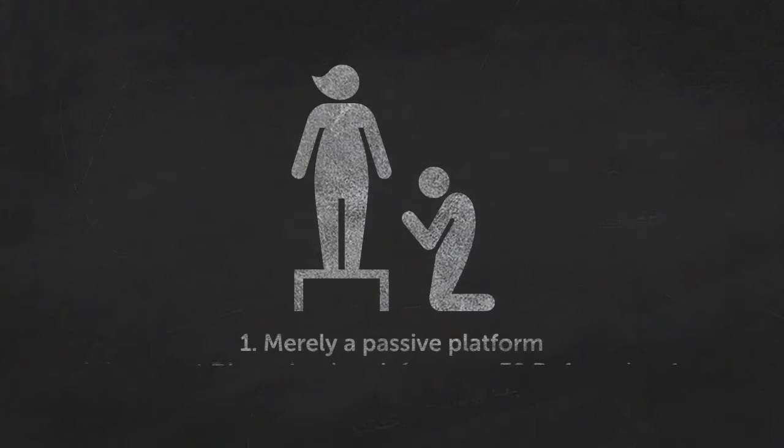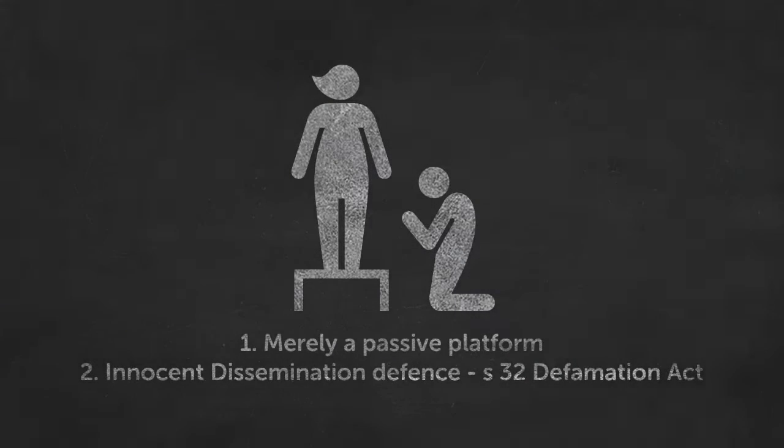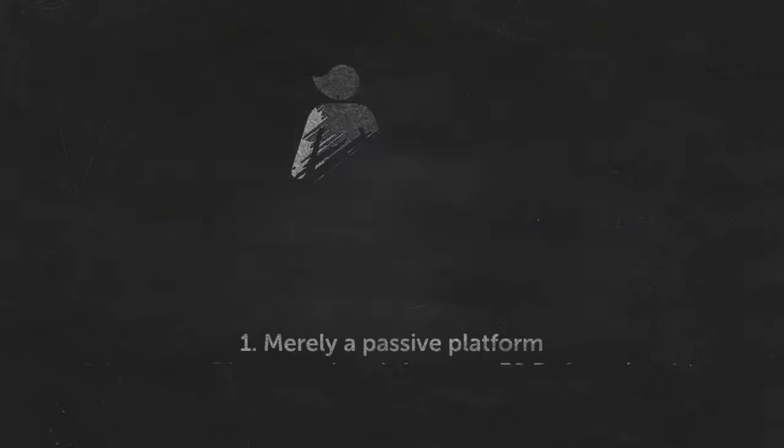At trial, the jury found that the images and article gave rise to the defamatory imputation that Mr. T was so involved with crime in Melbourne that his rivals had hired a hitman to murder him. Google argued that they were merely a passive platform that was not capable of being a publisher of the defamatory material. They also raised the innocent dissemination defence pursuant to Section 32 of the Defamation Act.